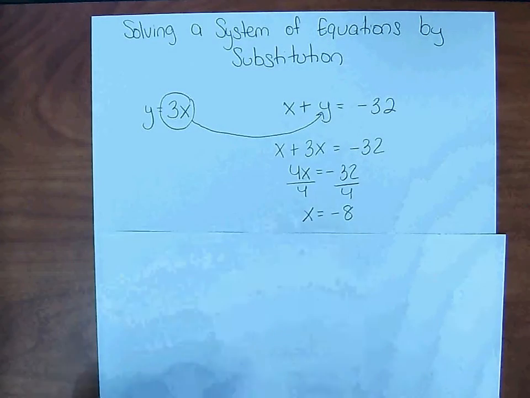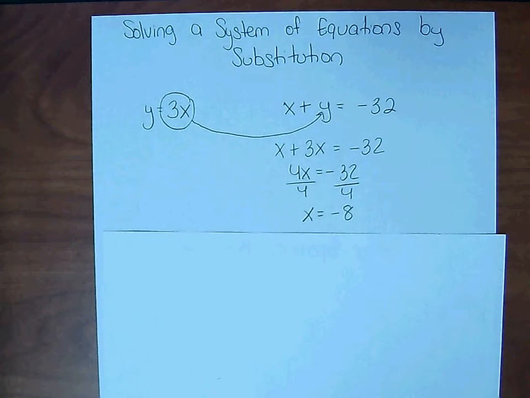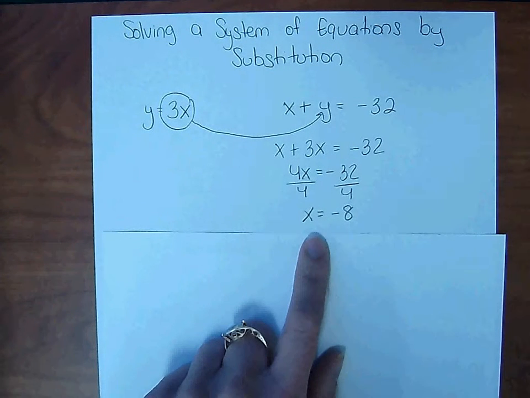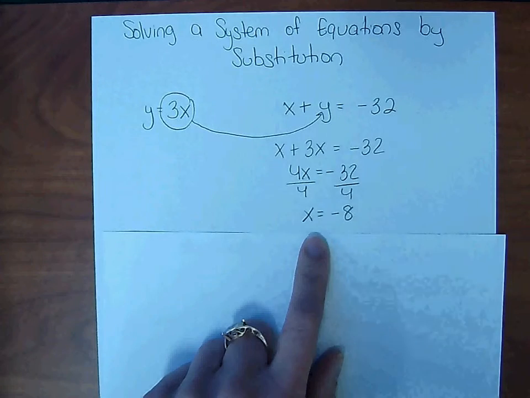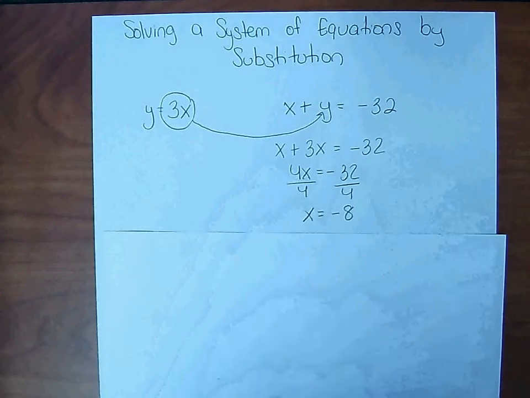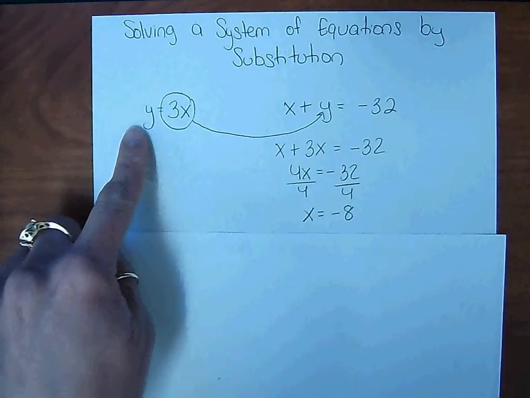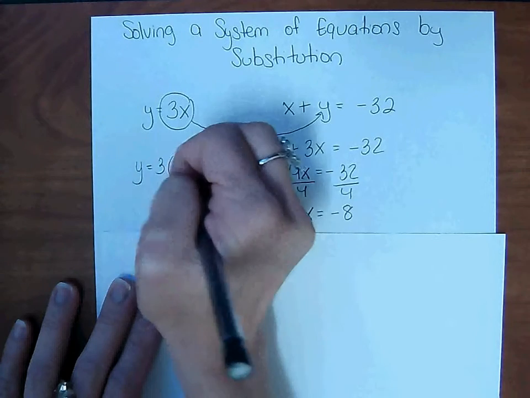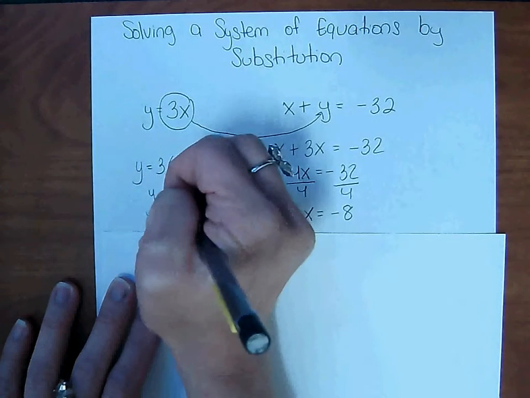Now remember, we are not finished. The solution to a system is the point or points that is true for both equations. We need a point, an x and a y. Right now we just have the x. So now to figure out the y part of the ordered pair, we would plug in x into either one of these equations. I'm going to use y equals 3x. So y equals 3 times negative 8. So y is negative 24.